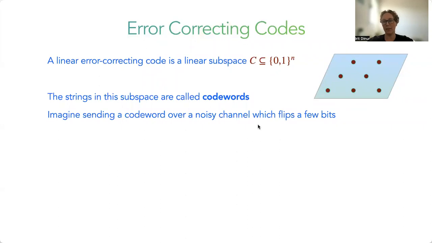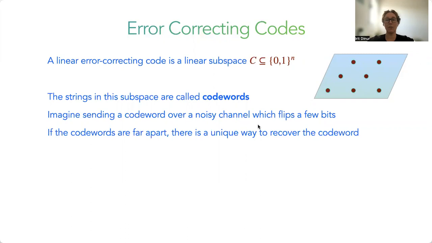And we think of the usefulness of this is that we might imagine sending a code word over a noisy channel and some of the bits get flipped. Therefore, if we know in advance we prepared the code in the way that pairwise distinct code words are far away, they have many bits that are different, then if you know that only a few bits got flipped, there's going to be a unique way to recover the code word.